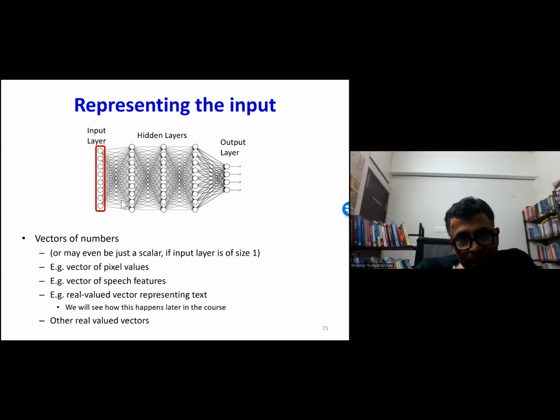We'll see how we can convert text into numeric representations later in the course. But basically, the point is the input is going to be a real valued vector, which you somehow derive from whatever data you're working with. If it's images, it's a vector of pixel values. If it's speech, it's a vector of speech features. If it's text, it's a real valued vector derived from the text.